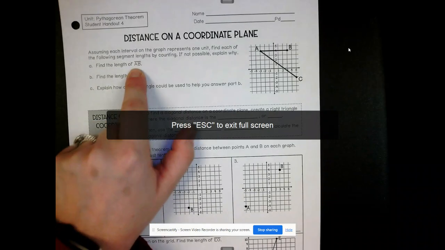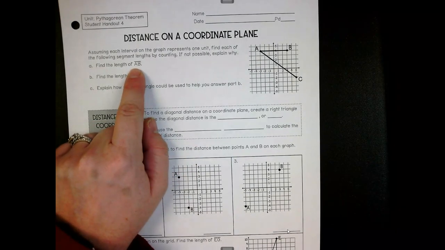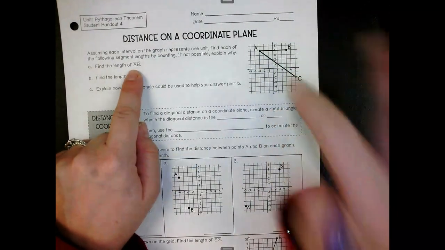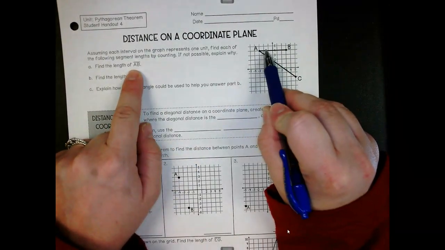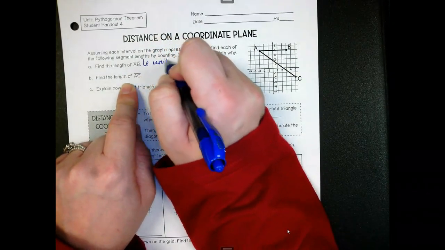It says find the length of AB. Each square represents 1 unit. So how many units would AB be? 6. Okay, because I do it 1, 2, 3, 4, 5, 6. It'd be 6 units. All right, AC.